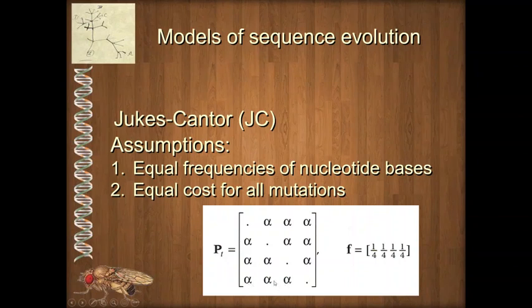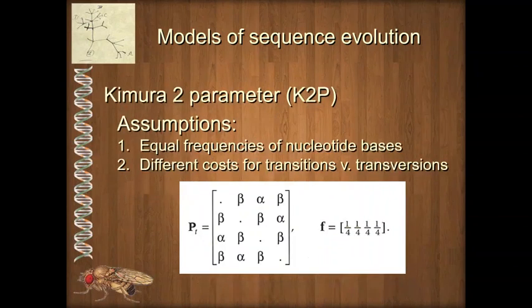Right? So we assign equal probabilities to all of the mutations and equal frequencies of base pairs. That's Jukes and Cantor. Now, whether or not this is biologically realistic is another question. So this may or may not be the best model to fit what we're actually seeing in the sequences. And sometimes a simple model is not the best one. So we have more complex models.